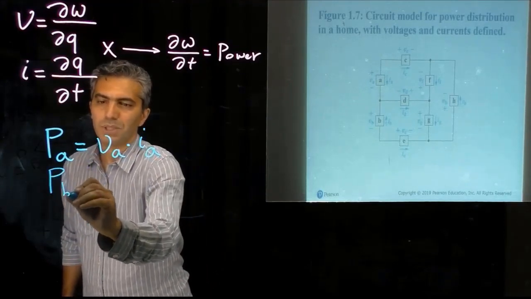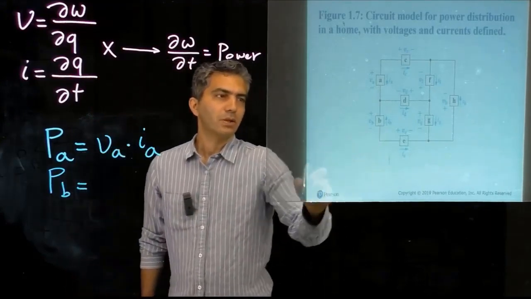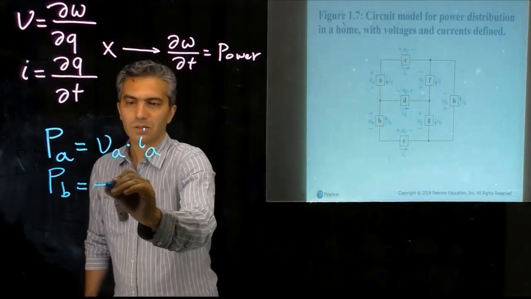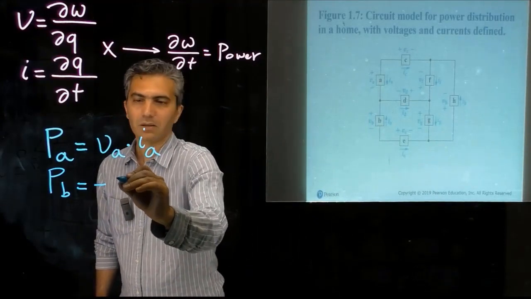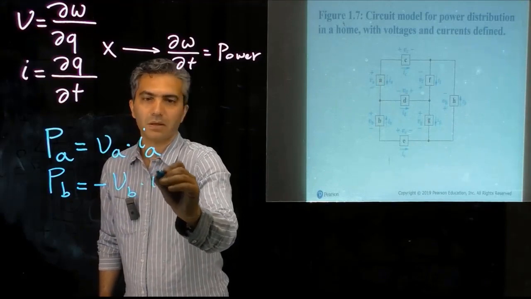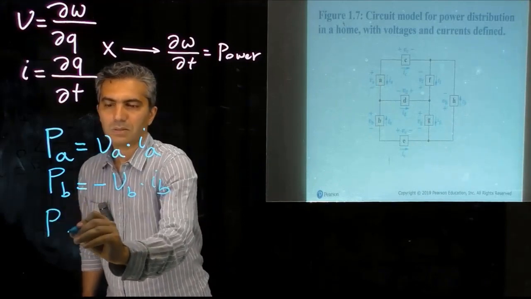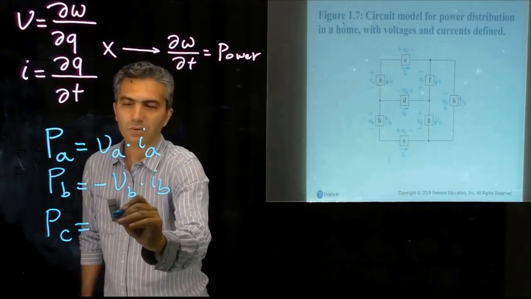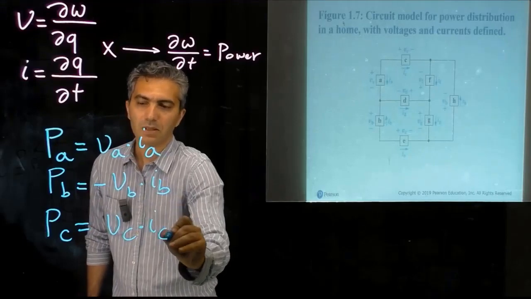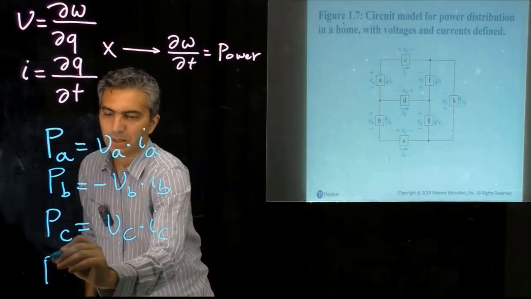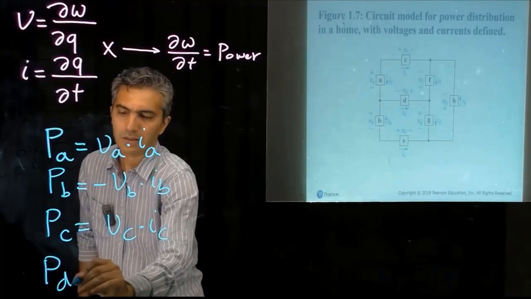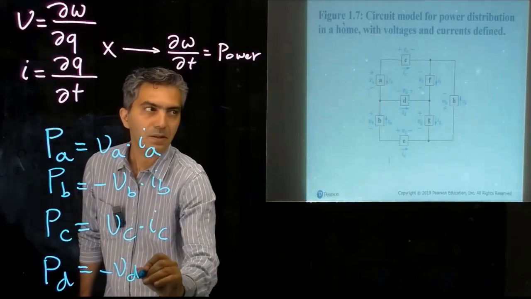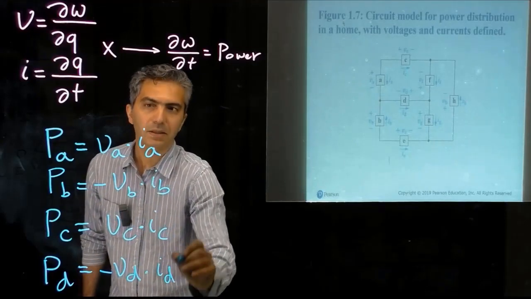Now PB for this component. Now for this one, the current is actually entering the negative terminal, so which means I'm going to have to multiply that by a negative sign. VB, then IB. Then let's just keep doing that for all of these. IC entering the positive terminal, so it would be VC times IC. PD entering negative terminal, minus VD, ID.